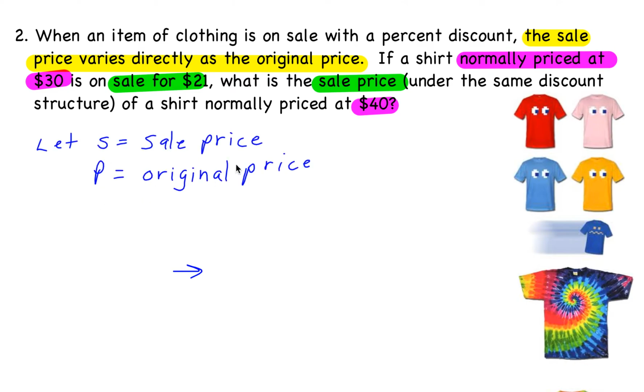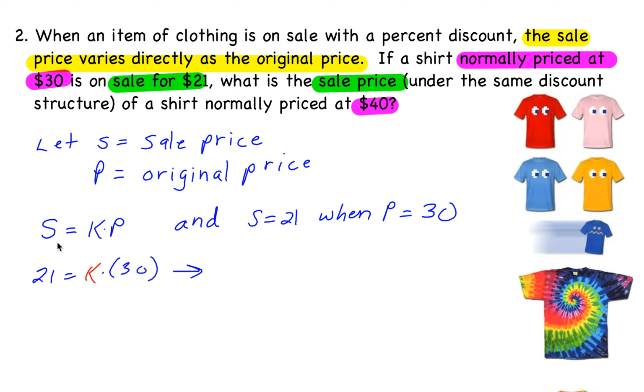S is the sale price. I let P be the original price, and I wrote my equation. The sale price equals a constant times the original price. And we know that the sale price is 21 when the original price is 30 from the first highlighting set. So let's go ahead. We've written this equation. Let's substitute in what we know. The sale price is 21 when the original was 30.